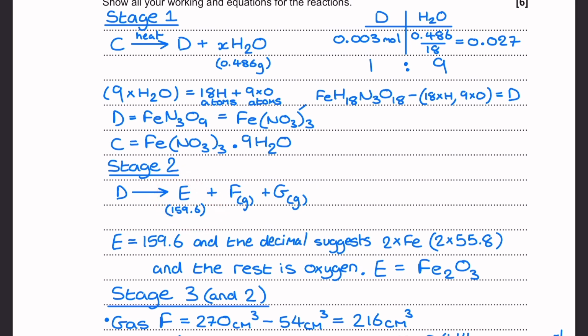To get to 159.6, looking at the decimal in particular, considering that one iron is 55.8, we're going to have 2 irons in there, and because we know it's an oxide, the rest is oxygen. So E, therefore, has the formula Fe2O3.